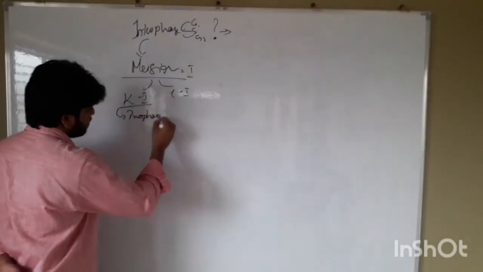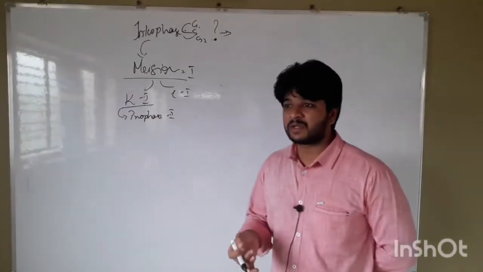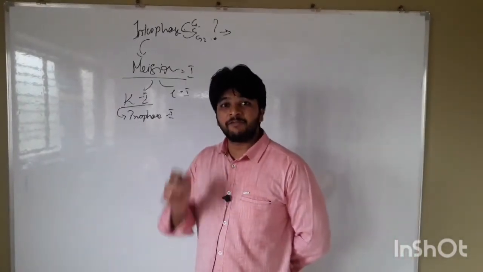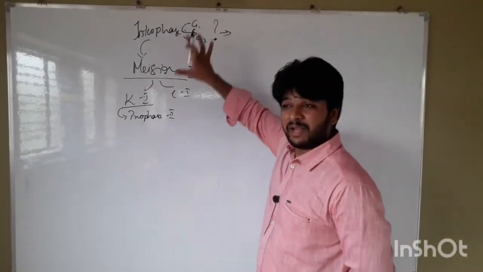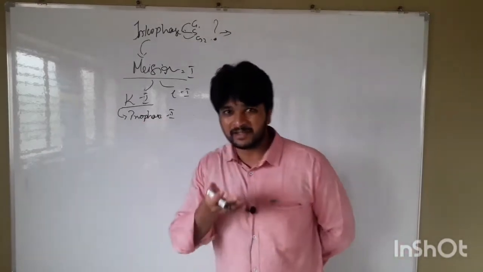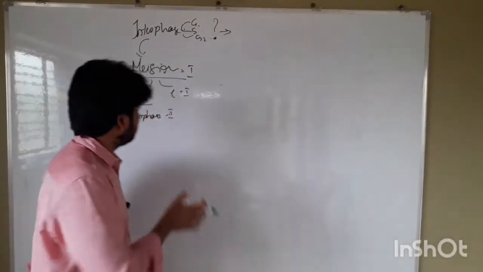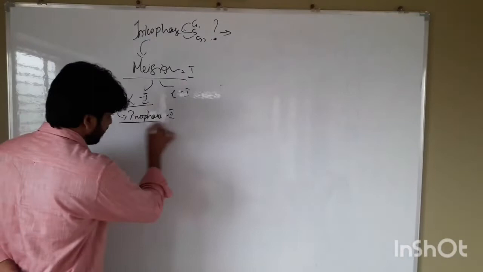It is a very important stage in meiosis. Why? Because the major events of the entire meiosis take place in prophase. Hence, prophase 1 is considered a very crucial stage and it takes a bit more time for completion. So, prophase 1 is again subdivided into 5 substages.